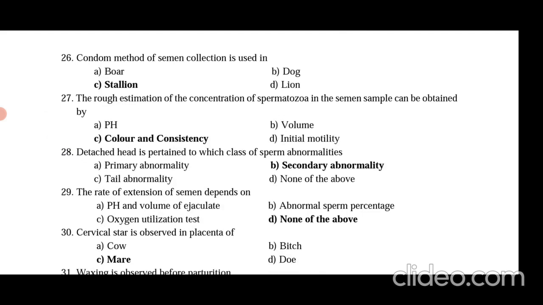The condom method of semen collection is used in stallion. The rough estimation of concentration of spermatozoa in the semen sample can be obtained by color and consistency. Detached head is regarded as a secondary abnormality.